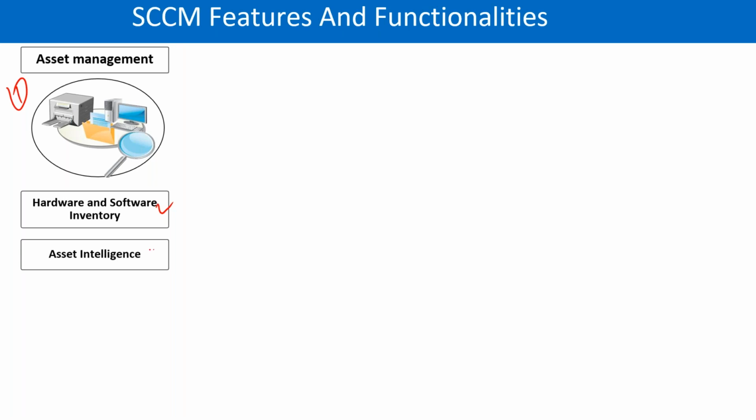Second one is asset intelligence. Basically in asset intelligence we categorize the software. For example, there are like 50,000 devices.